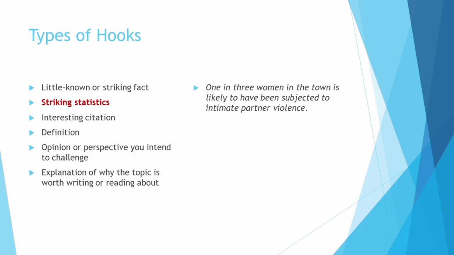The second kind of hook that you can have is a statistic, a figure, a number that you can have at the beginning, like this one we have here. 1 in 3 women in the town is likely to have been subjected to intimate partner violence. Again, notice that the statistic we have here is really striking, it is shocking. And in the proper context, for example, at the beginning of an essay in which we were speaking about domestic violence, this is a very, very interesting hook to have.